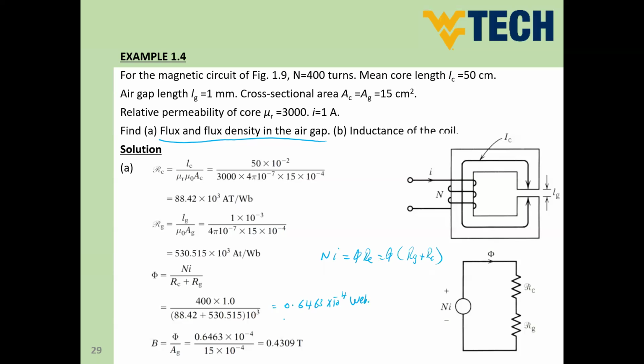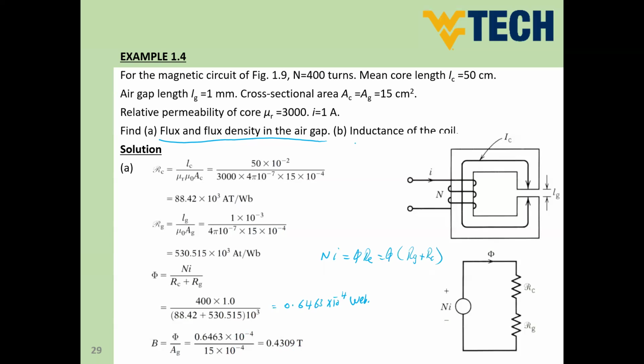Then we need to calculate the flux density, so we just need to divide over the cross-section area. So this is the flux density, it's 0.43 Tesla. Okay, this is part A. Part B, calculate the inductance of this coil.